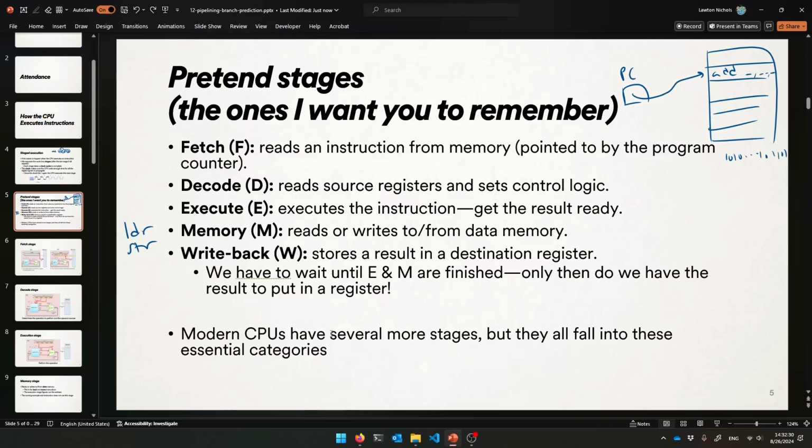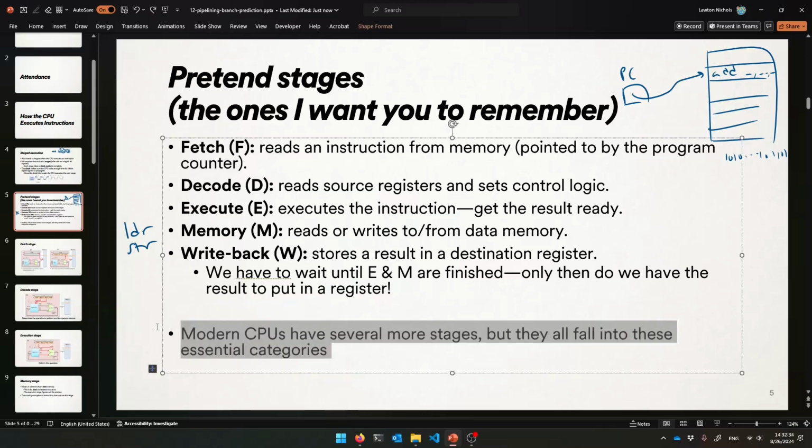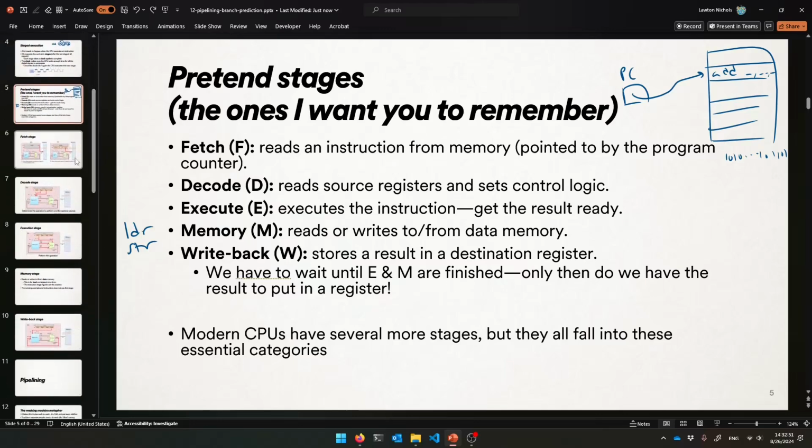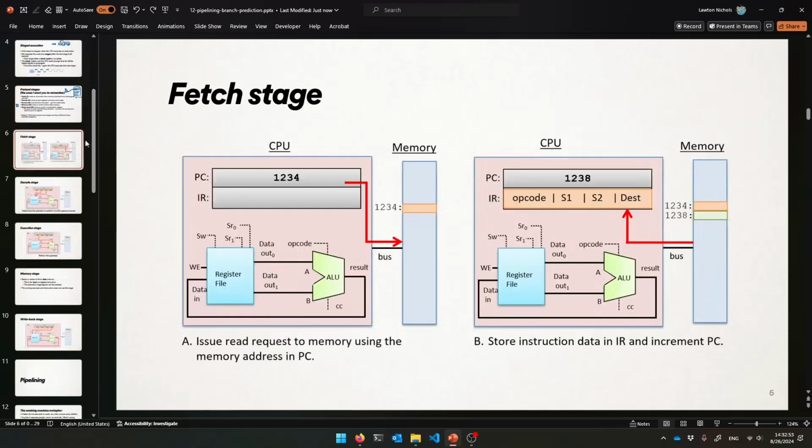So there's a million more stages than this. There's like 15 or so stages in modern day CPUs, but they all kind of correspond to doing a piece of fetch, a piece of the decode. So honestly, it's a good idea to remember these ones, okay? Because everything can really be broken down into these basic categories, which is all that I care about you learning in this class. Okay, so let's zoom in on those stages.